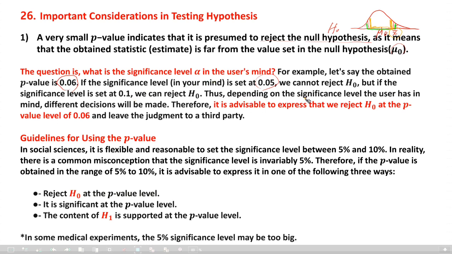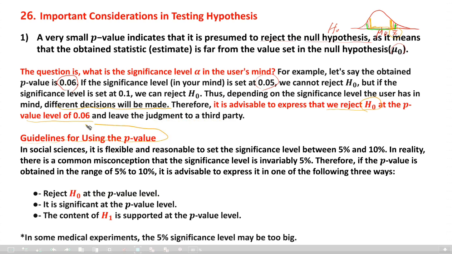Thus, depending on the significance level the user has in mind, different decision will be made. Okay, right? Therefore, I like to advise to express that we reject H0 at the p-value of 0.06 and leave the judgment, final judgment, to a third party, to your boss, your teacher, and so on.